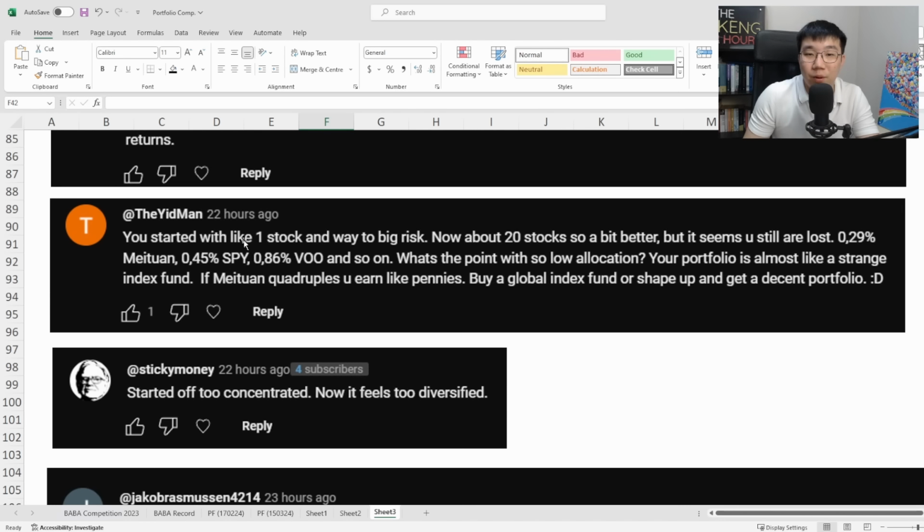You started with like 1 stock and way too big a risk. Now about 20 stocks, so a bit better. But it seems like you are still lost. 0.29% Meituan, 0.45% SPY, 0.86% VOO and so on. What's the point with so low an allocation? Your portfolio is almost like a strange index fund. If Meituan quadruples, you earn like pennies. Buy a global index fund or shape up and get a decent portfolio.